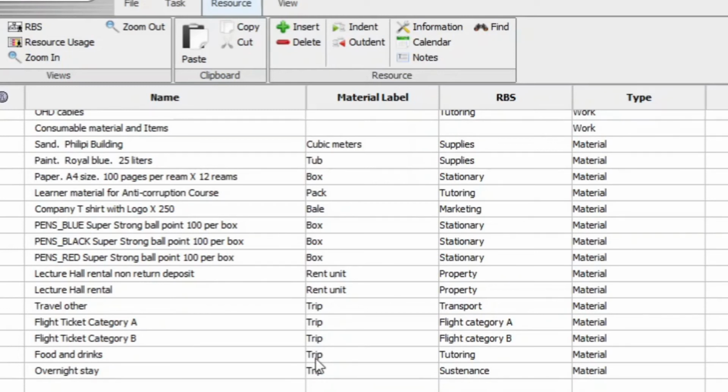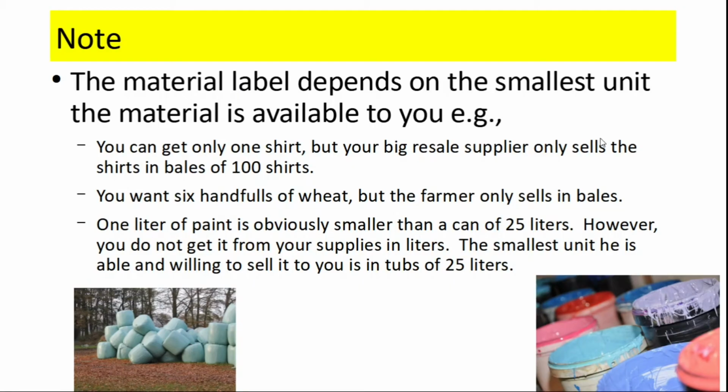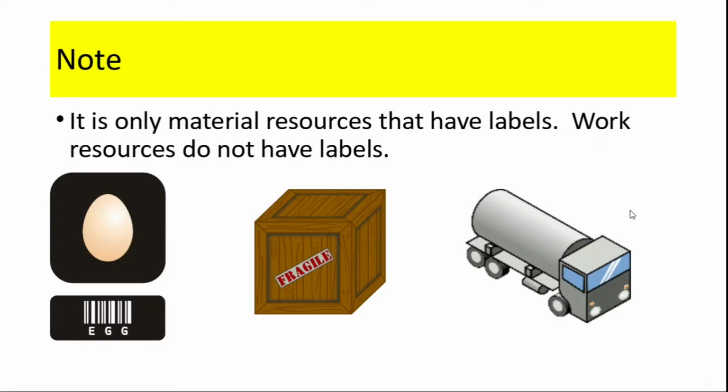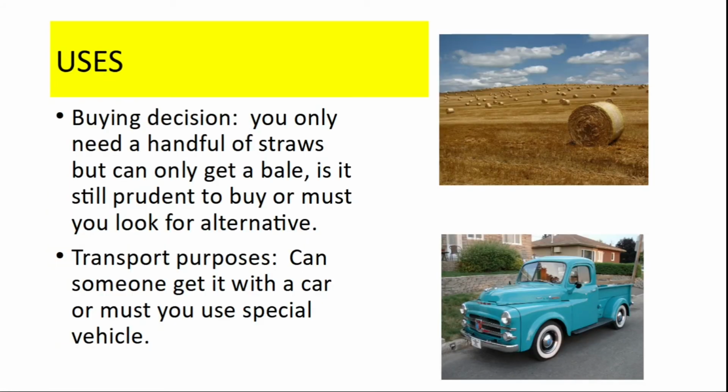As I said, the material label depends on the smallest units of the material that is available for you. And just remember that it's only material resources that have labels. Work resources do not have labels. Now, how do you use the material label?